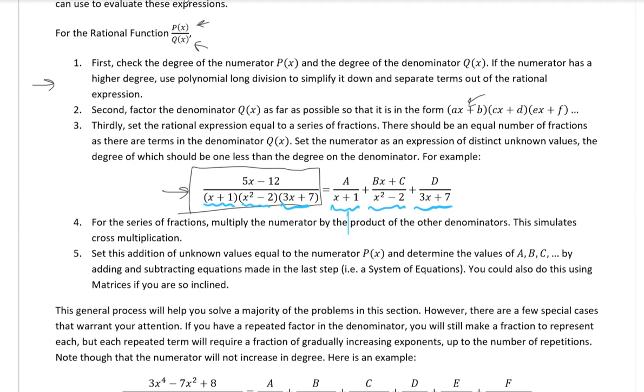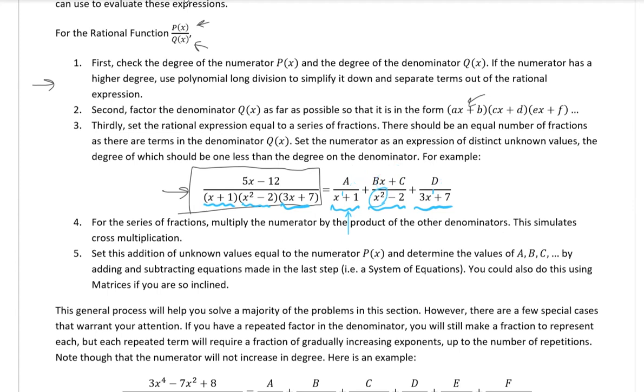So I have x plus 1 on the bottom. That means on the top I'm going to have the highest degree of x to the 0 power, since the highest degree I have on the bottom is x to the 1. Likewise, I have x squared on the second one, so that means the highest degree I'm going to have is an x, and then I'm going to keep decreasing terms in the polynomial until I have a constant. 3x plus 7, highest degree I have is a 1, so the highest degree I have up here is going to be, again, a 0. So that's how we're going to be setting up those fractions.